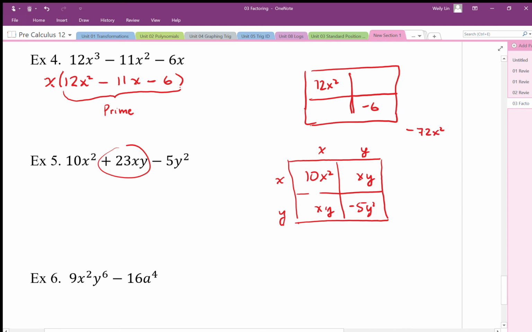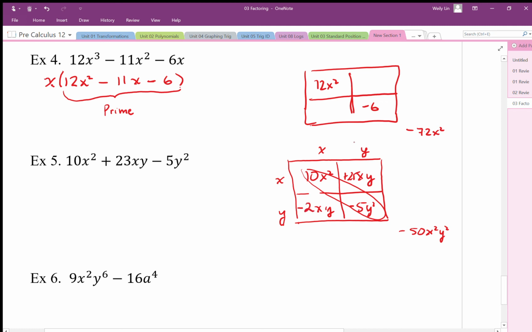So the variables match, so then we can just work out the coefficients. So when I do my diagonal product, I get negative 50 x squared y squared. Okay, so then I need to add to positive 23 and multiply to negative 50, so there's a difference. So I should have plus 25 minus 2. And then we factor our common factors out.